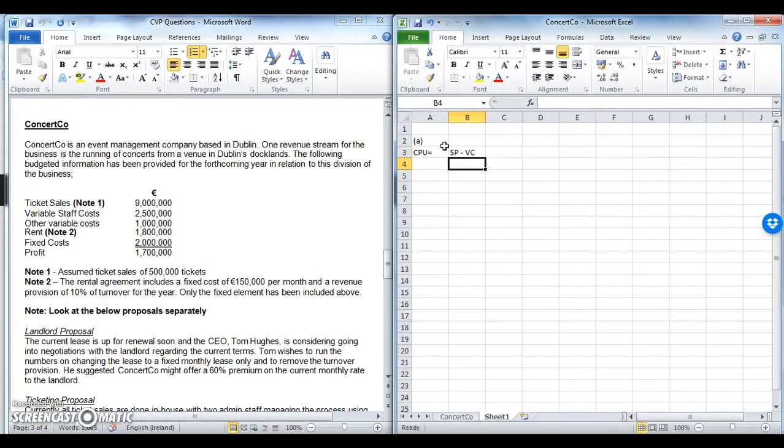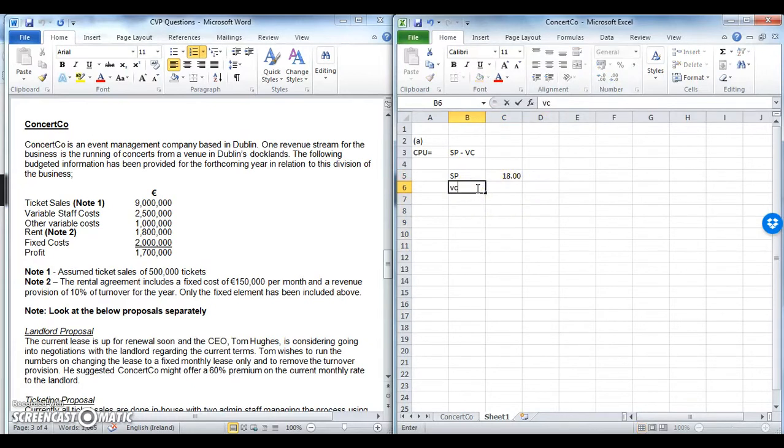You need to understand what contribution per unit means. You're told what ticket sales is, you're told variable costs, variable staff costs, rent, which is a note, and fixed costs, giving you a profit of 1700. You're told ticket sales of 9 million, assume ticket sales of 500,000 tickets. Therefore it should be straightforward enough to get your selling price: 9 million euros over 500,000 tickets, which is 18 euro per unit. Put that out to 2 decimals in case.